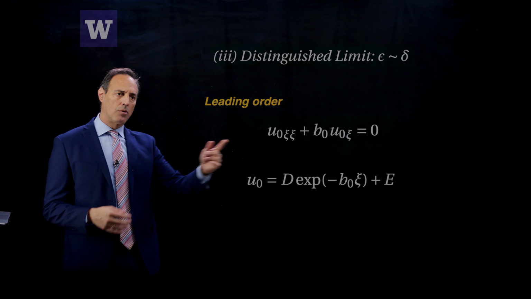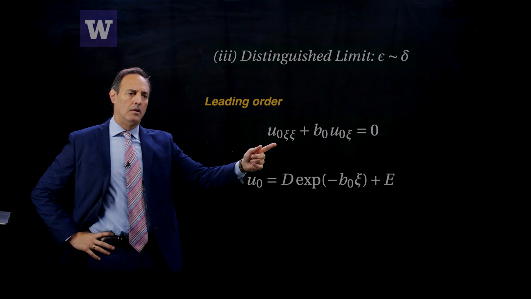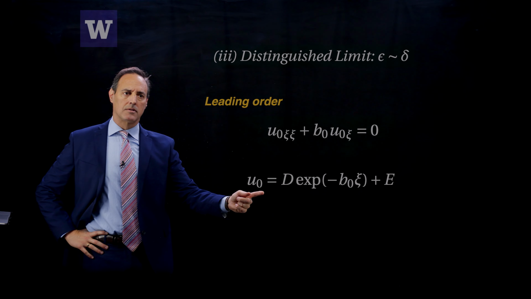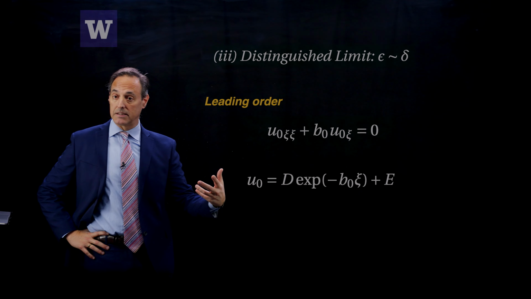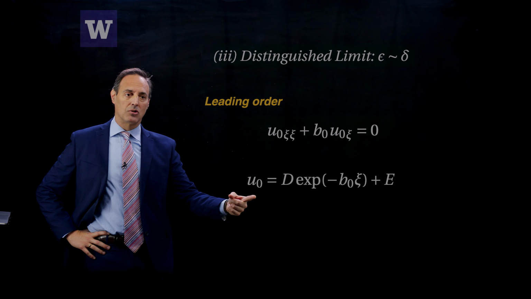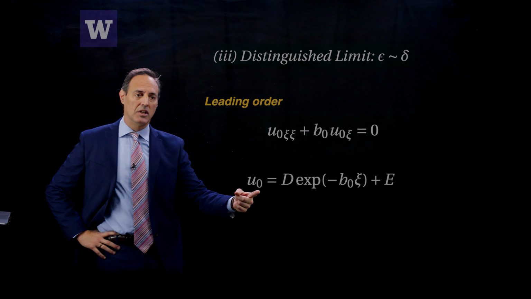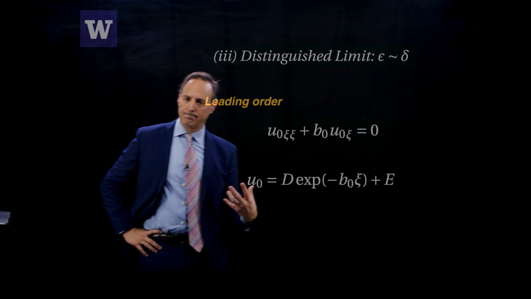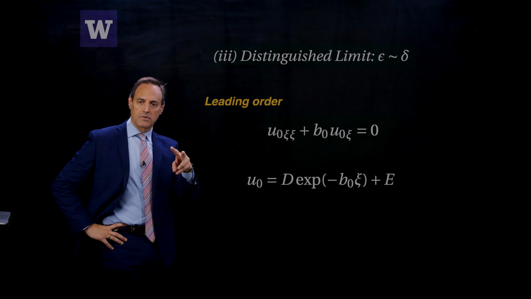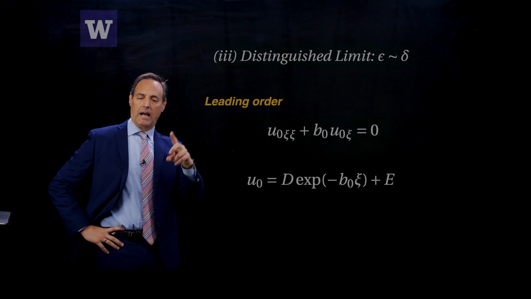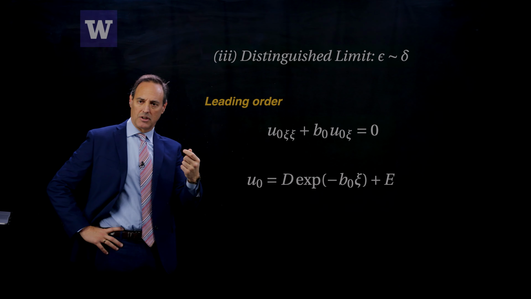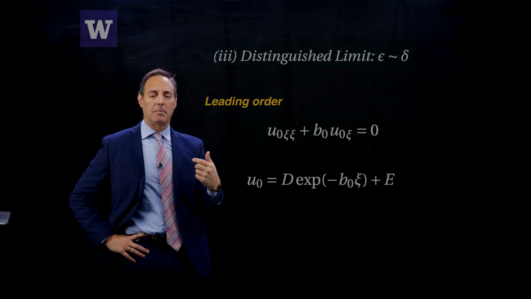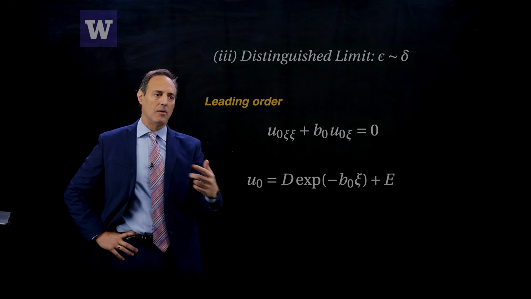Well, if the leading order is this, here it is, then my solutions look like this. And I'm assuming here that B naught is positive. And then the solutions look like this. And notice a couple nice things. I have two coefficients, D and E. So two unknowns. I have to satisfy a boundary condition and a matching condition. And I have two conditions to do that. That's great.